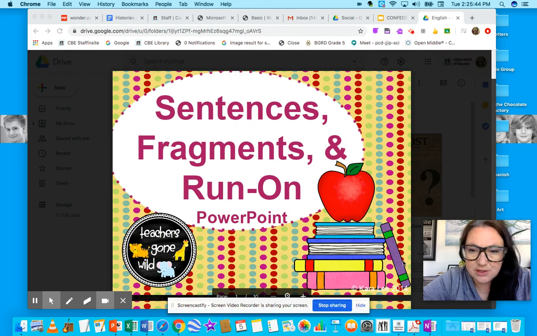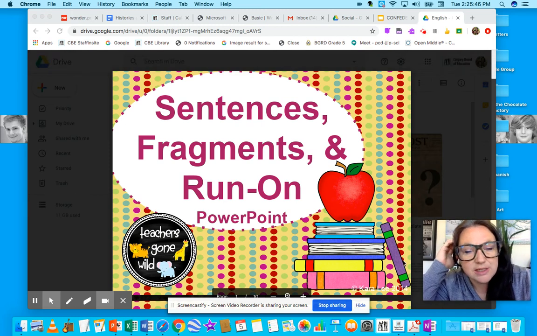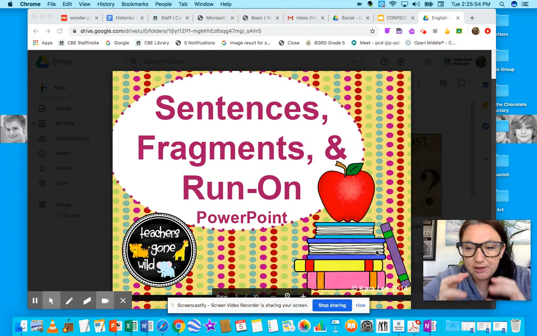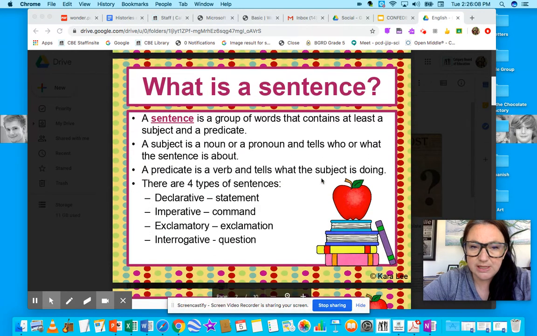Hola chicos, today I'm going to be talking about sentences, fragments, and run-on sentences. So we're going to learn a little bit about what entails a sentence, what is a part of a sentence, what a sentence fragment is, and how to not have sentence fragments, and what is a run-on sentence and how to not have those as well.